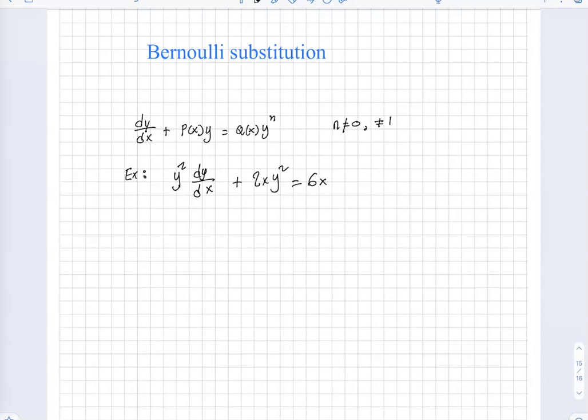So I'm showing you here an example, a nonlinear differential equation which is to be solved by using the Bernoulli technique. And you see that this is a nonlinear differential equation. By looking at that, you don't know immediately whether it can be solved by Bernoulli technique or not. But in order to solve this differential equation by Bernoulli technique, you will have to write it into the standard form. So to write this into the standard form, you divide everything by the coefficient of dy/dx, which is y squared in this case.